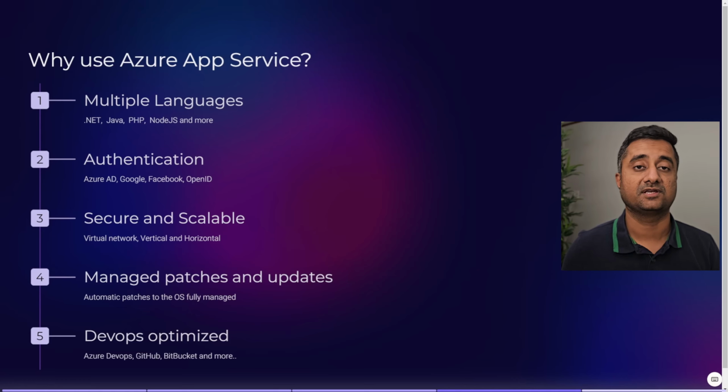Next one, it's secure and scalable. When you say security, built-in security and compliance is there, and you can also set it up with a virtual network and have it more secured. And moving on to scalability, it can be scaled vertically or horizontally, which means you can do multiple apps or you can scale the app service plans, either of them.